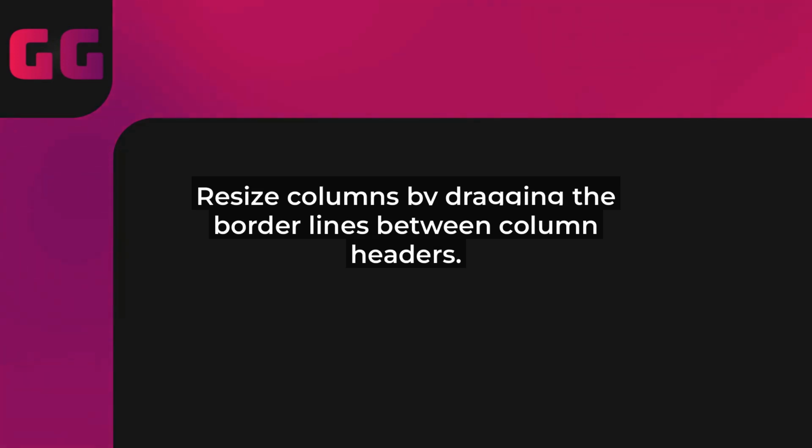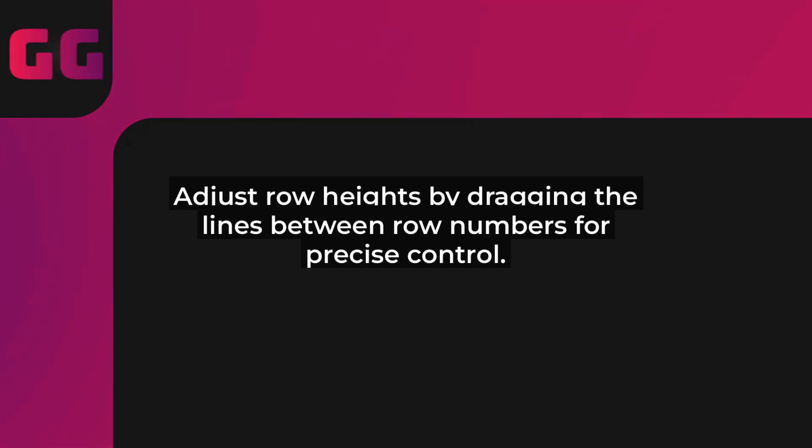To resize a column, hover your cursor over the line between the column headers until it turns into a double arrow. Click and drag left or right to make it wider or narrower. For rows, do the same thing but with the lines between row numbers, drag up or down to adjust the height. This manual method gives you precise control, perfect for custom layouts.